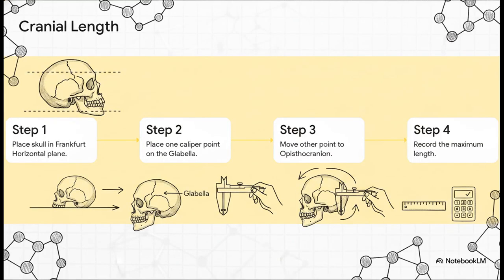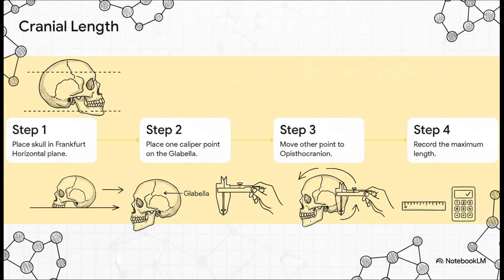Let's take those landmarks and see how they actually work in a practical laboratory setting. Say you need to measure maximum cranial length. You've got to follow some very precise steps. Step 1, align the skull in the Frankfurt horizontal plane. That's a standard positioning trick to ensure uniformity.